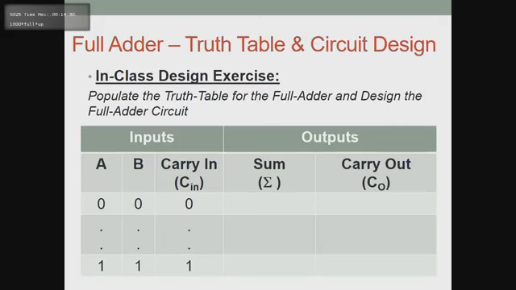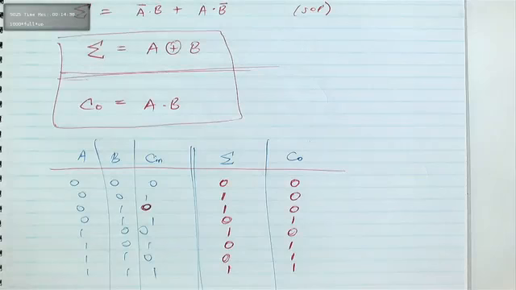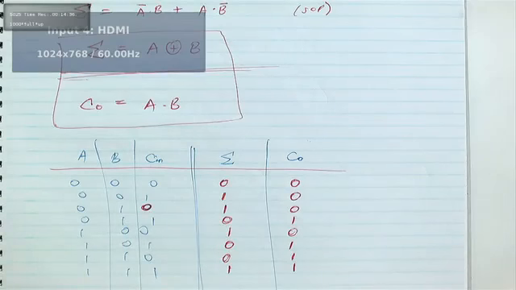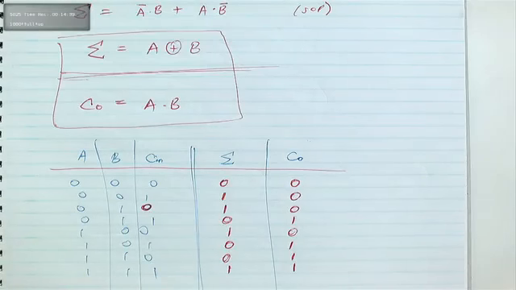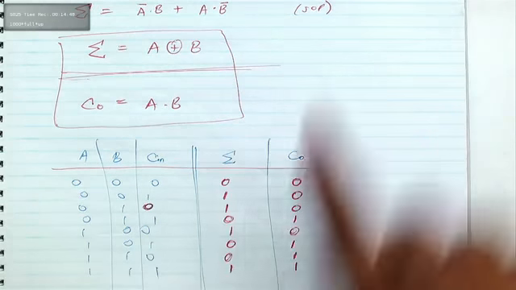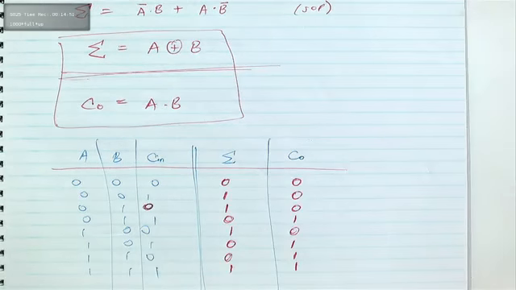Let's have a look at the truth table. I'm going to flip over to the document camera. That was our truth table, right? We derived it using basic rules of addition. Now the next step. What's the next step? We want to find a circuit for sum and a circuit for carry out.